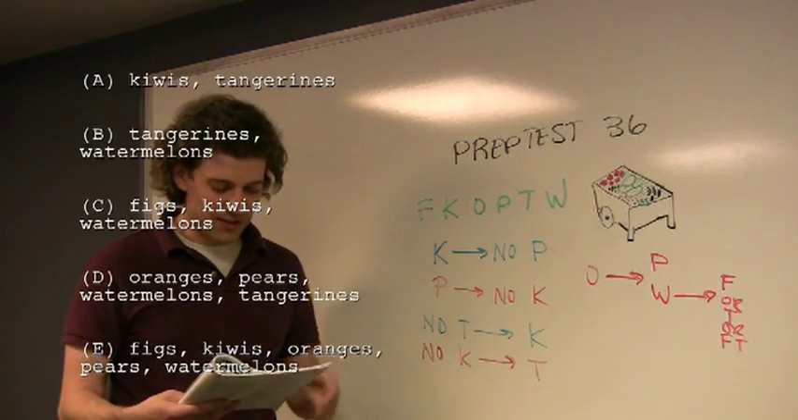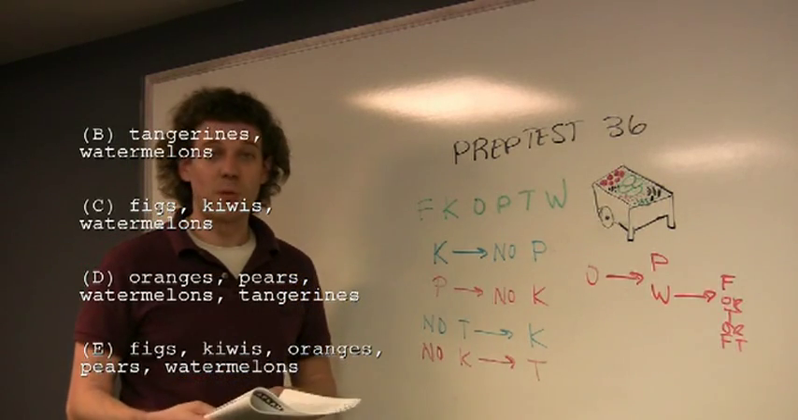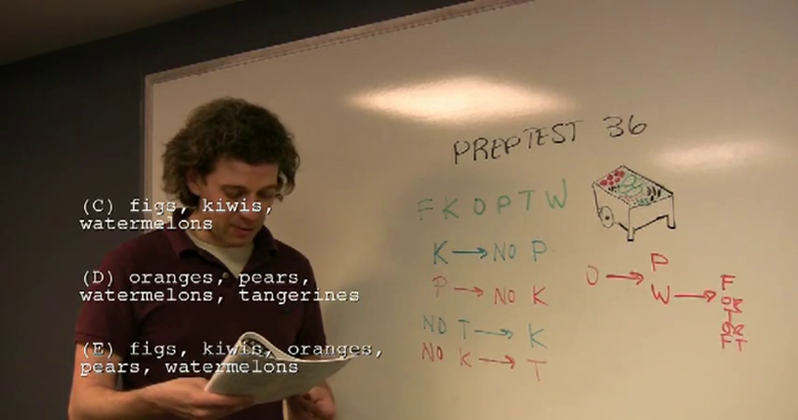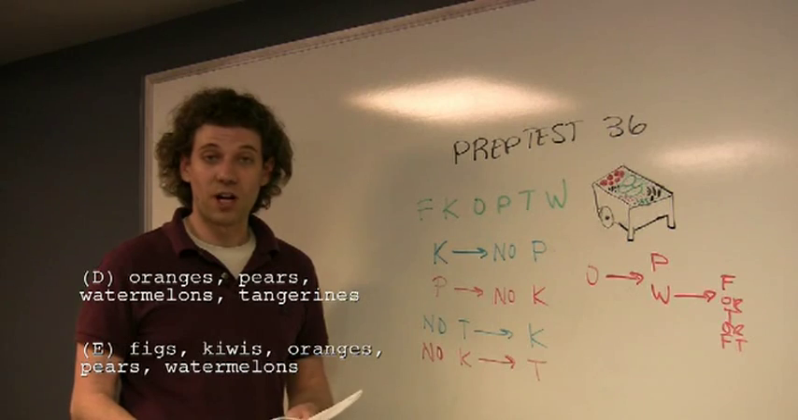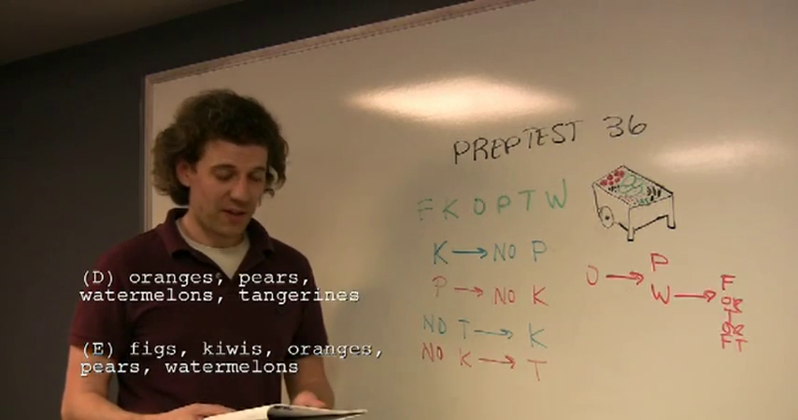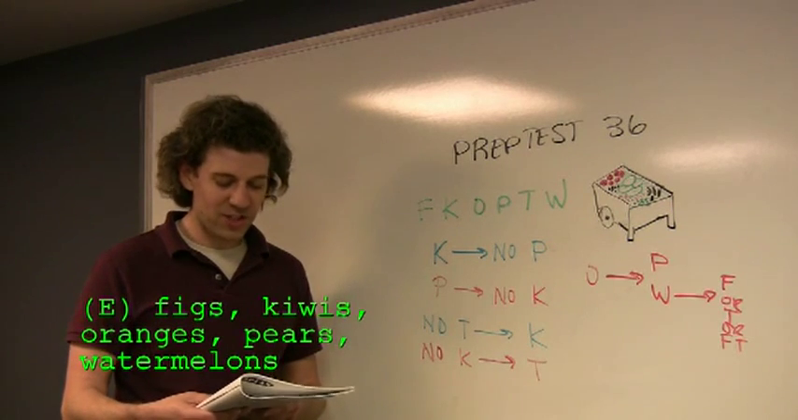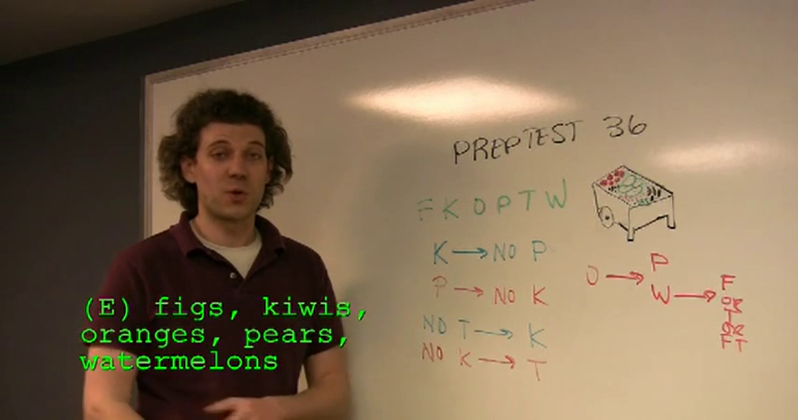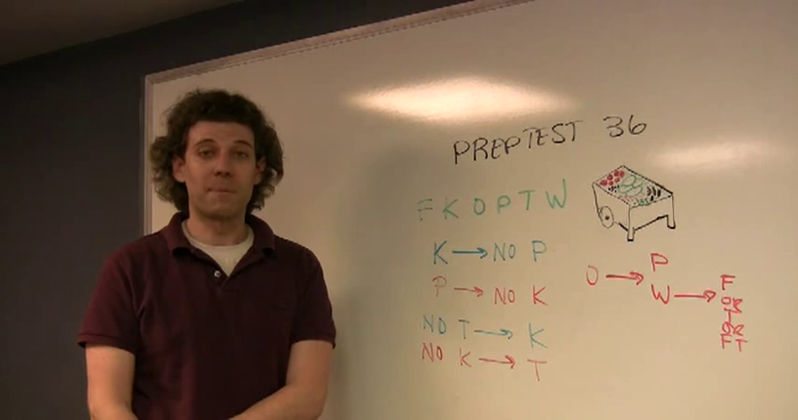Looking at number 3, we see that A has just kiwis and tangerines together, not a problem. B, tangerines, watermelons, not worth worrying about. C, figs, kiwis, watermelons, not an issue. D, oranges, pears, tangerines, and watermelons. Okay, we don't really need to worry about that yet. And finally with E, we notice that we have figs, kiwis, oranges, pears, and watermelons. The simple fact that we have kiwis and pears in answer choice E makes it correct because what we're looking for is something that could not be true.